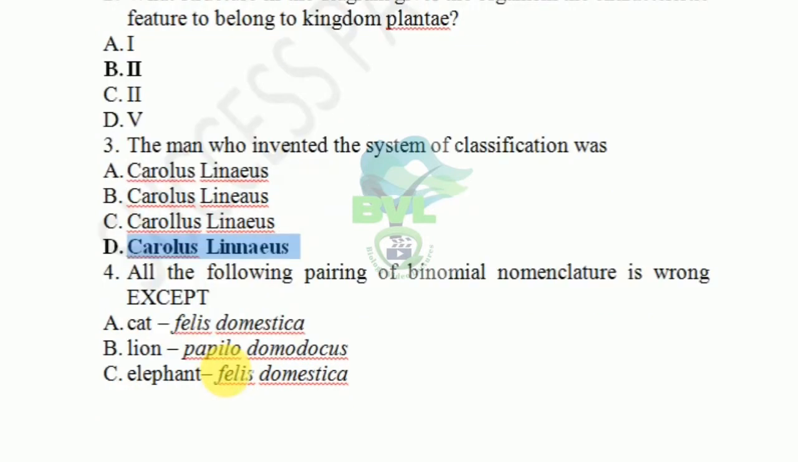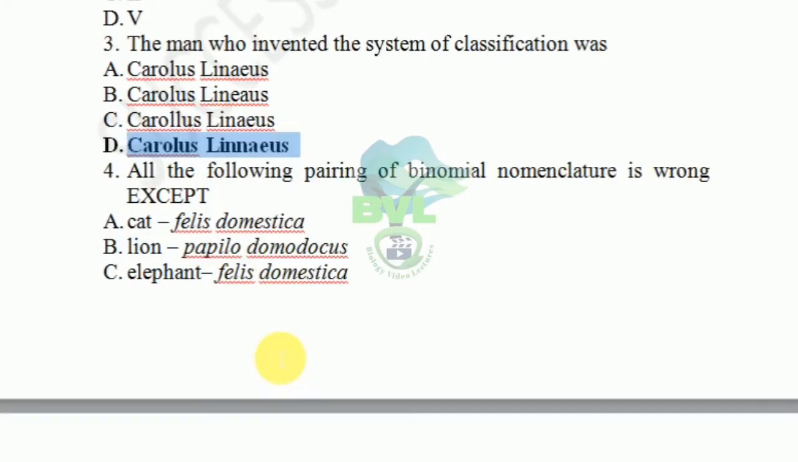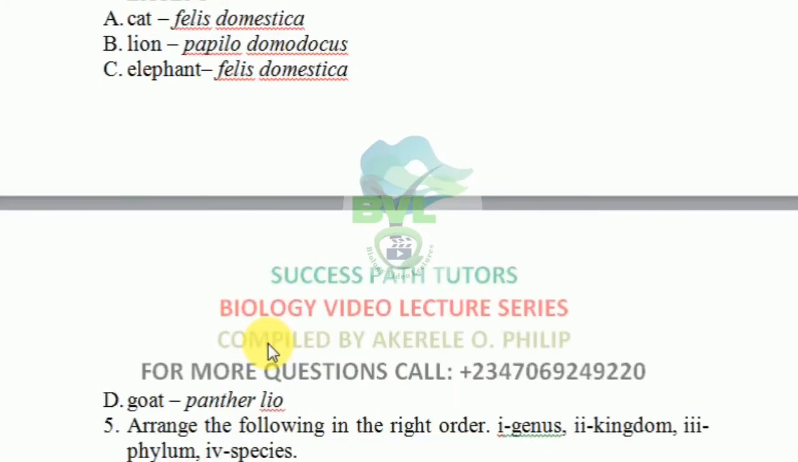So all the following pairings of binomial nomenclature are wrong, except for one. So that means in here we have some scientific names wrongly paired, except for one. So cat is rightly paired to its botanical name. Sorry, not botanical name, scientific name. Other ones are wrongly matched.